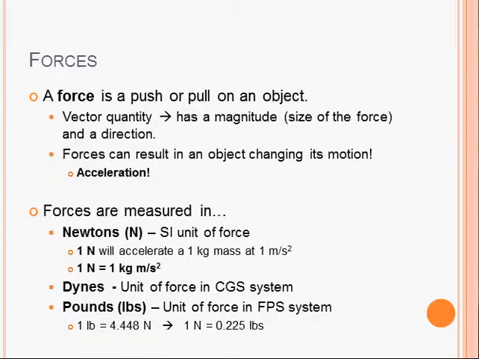So something you could think about is, if you ever hold a quarter pounder with cheese from McDonald's, that weight there is 1 newton of force. So a newton is about a quarter pounder with cheese. We can call it that way.